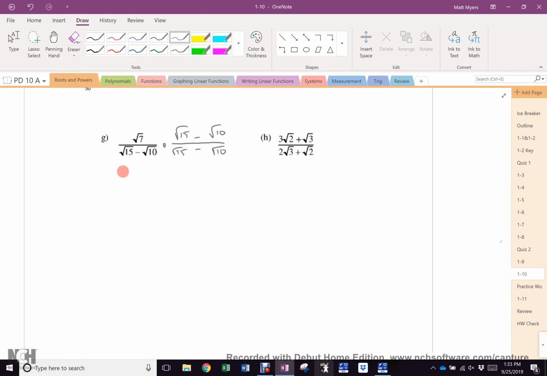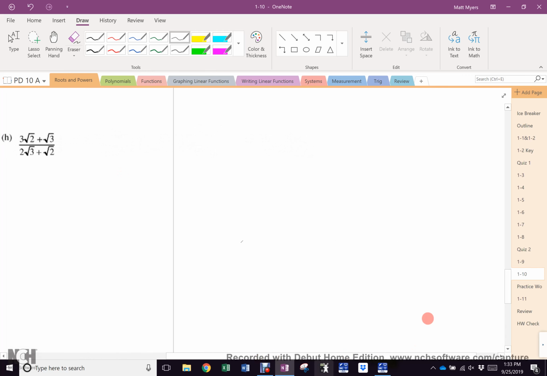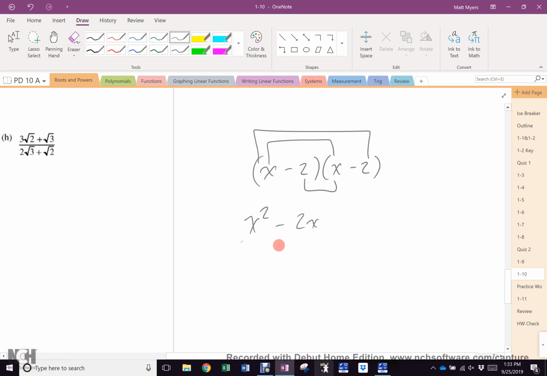Okay, I want to show you something and you need not write it down. X minus 2 times x minus 2, which is what we're doing right now, yes? Okay. What is x times x? X squared. What is x times negative 2? Negative 2x. What is x times negative 2? Negative 2x. What is negative 2 times 2? Positive 4. Yeah?